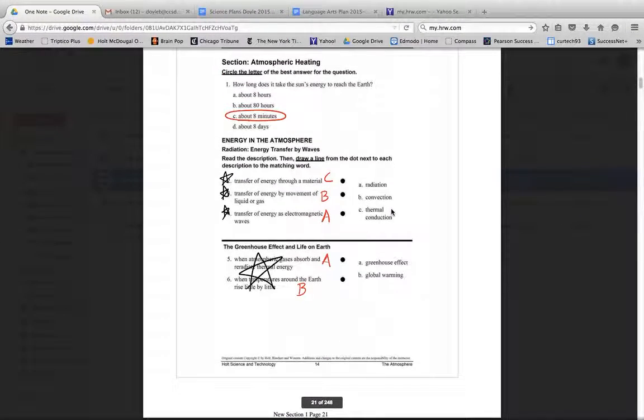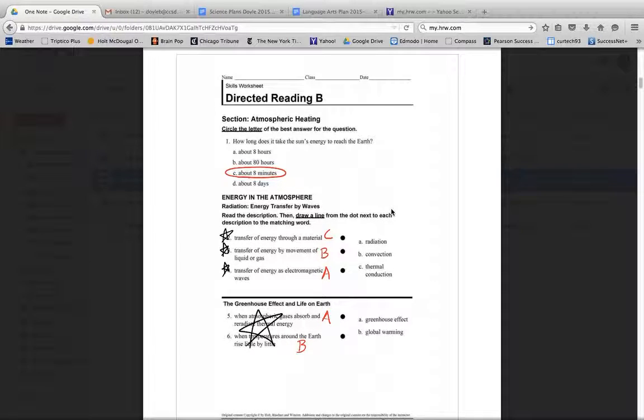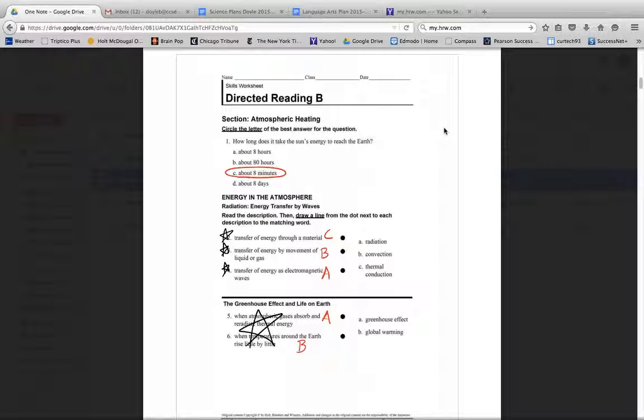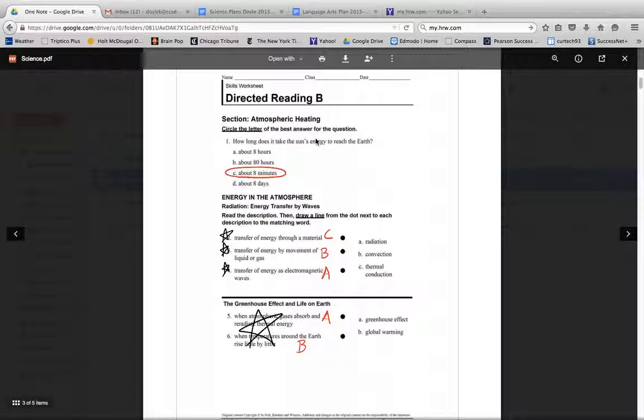I guess that's it. Just 1 through 6 for directed reading B. Make sure you've corrected all those. Maybe write down a couple notes in the margin. You can also add to the class wiki. And make sure you've corrected all 6 problems.